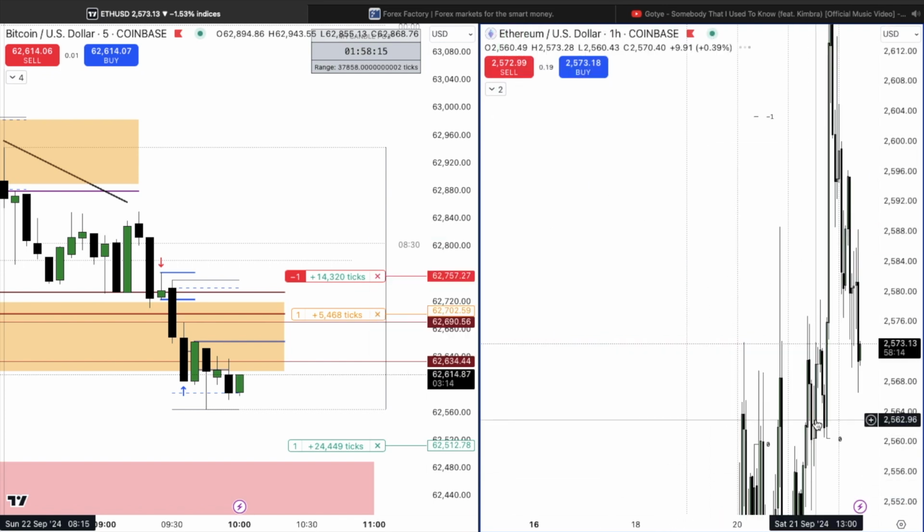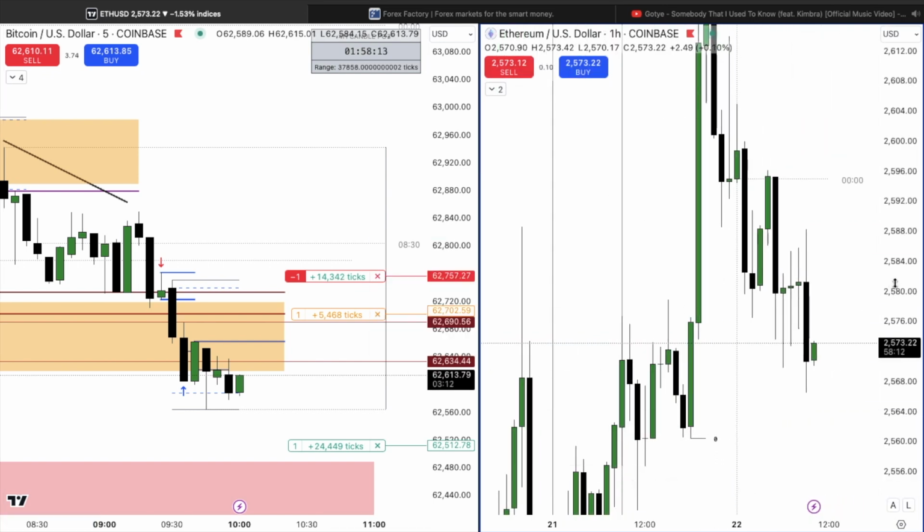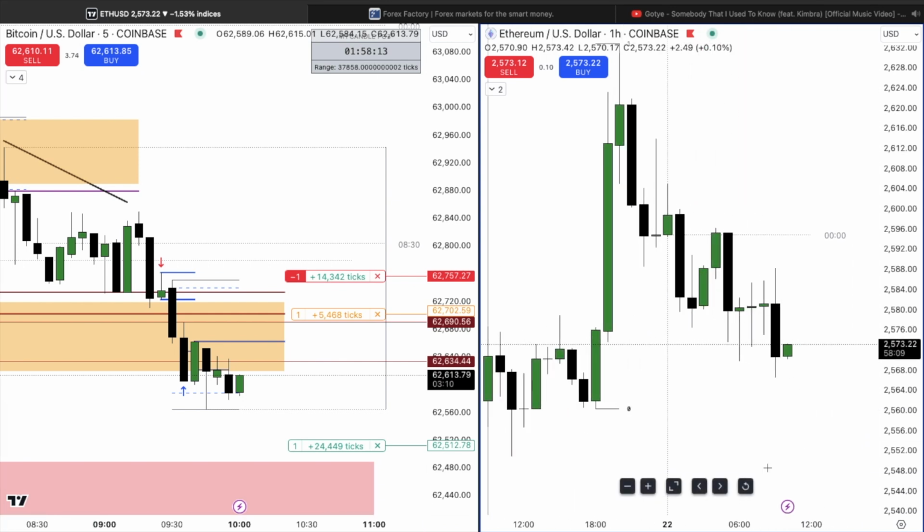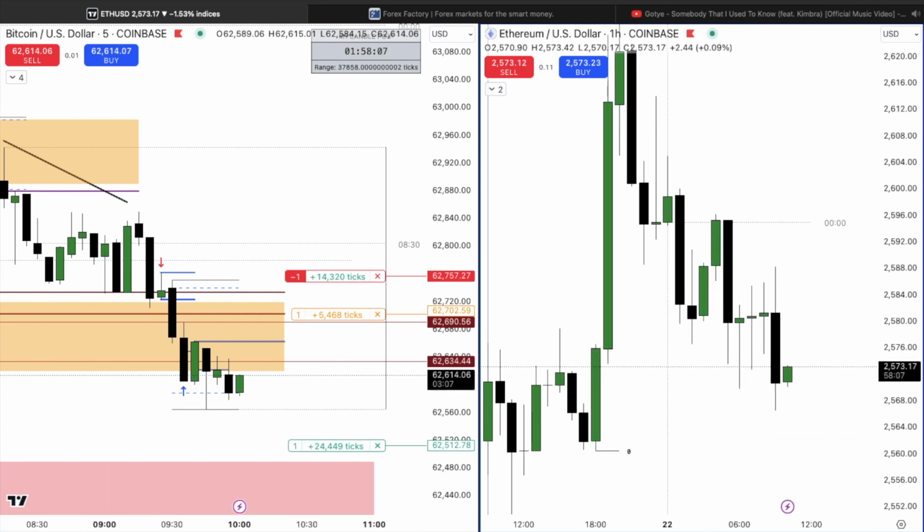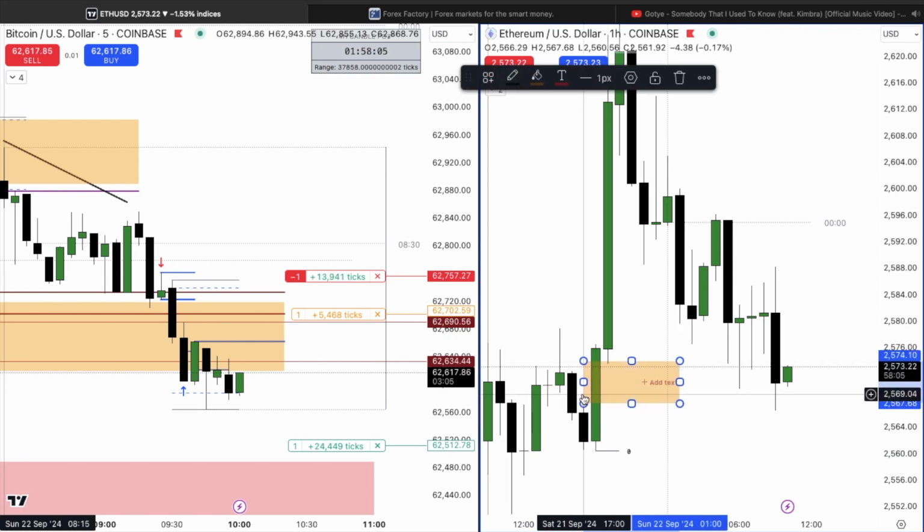How'd the 1 hour close? We had a bearish close on the 1 hour, a strong bearish close there. Ethereum came into this 1 hour FVG.